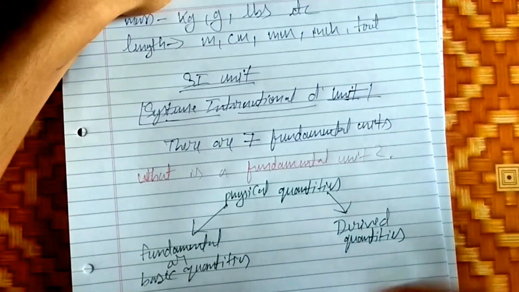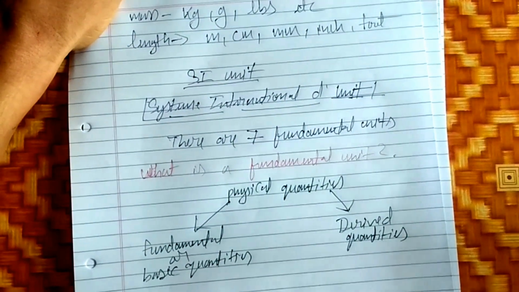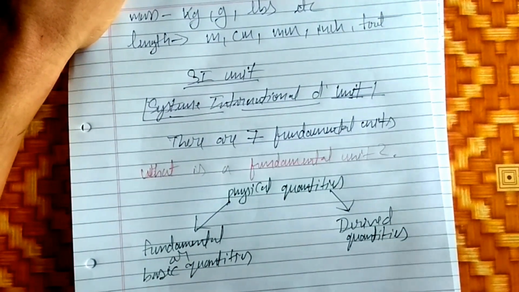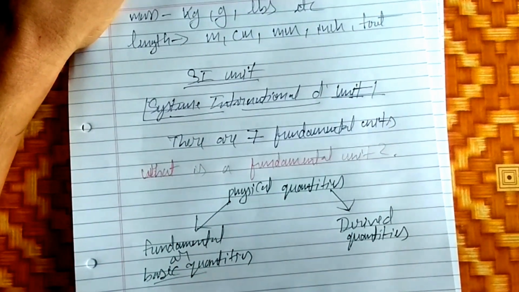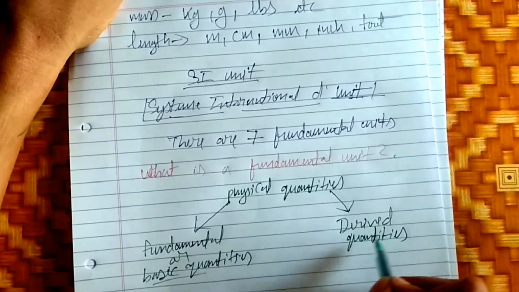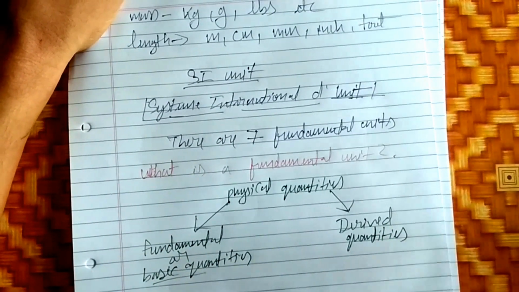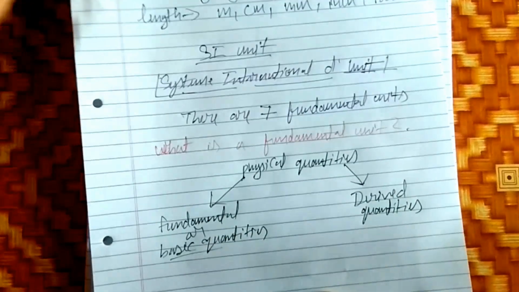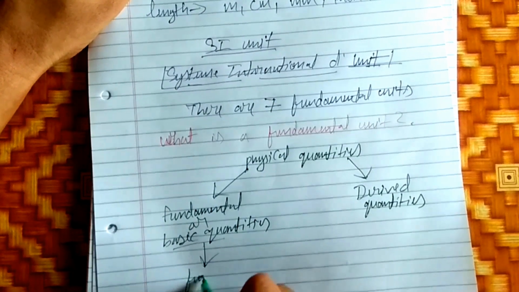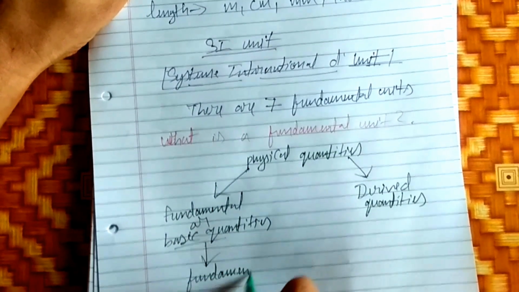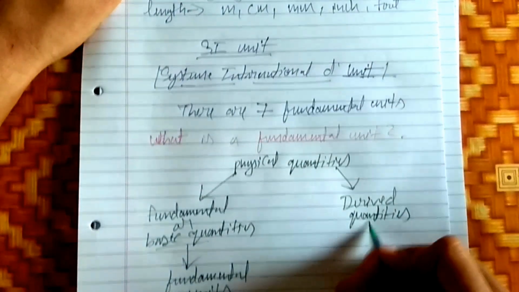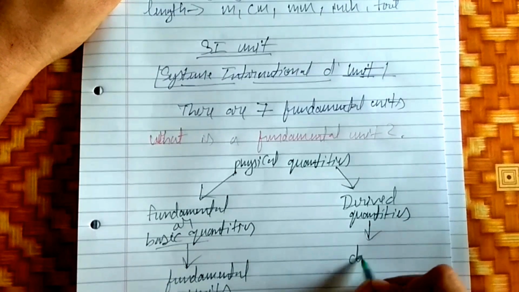Fundamental quantities are the quantities which are independent of other quantities. They are unique. They don't need any other quantity to describe themselves. Okay, these are the basic quantities. And derived quantities are the quantities which can be derived with the help of fundamental quantities. It means that they are dependent on the fundamental quantities. So the units of the fundamental quantities are known as fundamental units, and the units of derived quantities are known as derived units.